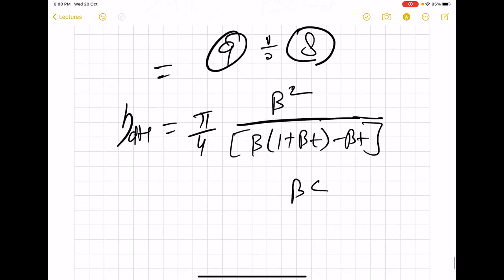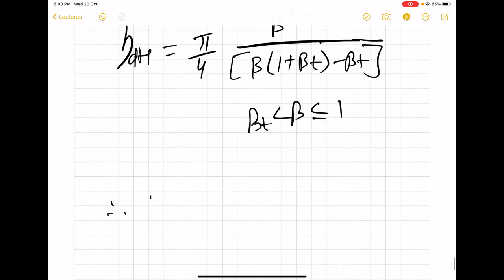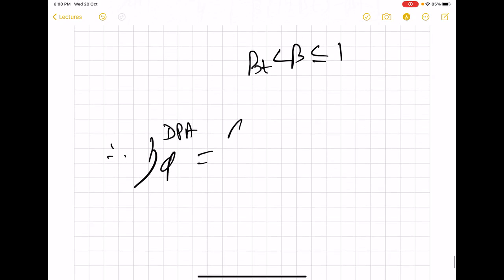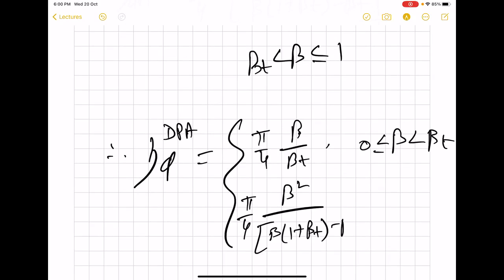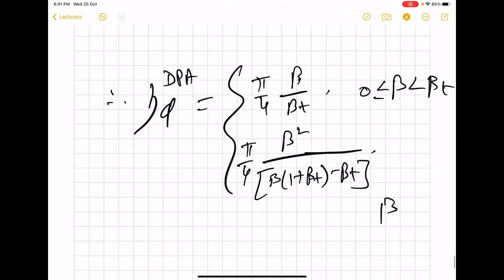So therefore, the efficiency of the Doherty power amplifier can be written as pi by 4 beta by beta t for the lower drive region, and pi by 4 beta square by beta into 1 plus beta t minus beta t. This is for the higher drive region.